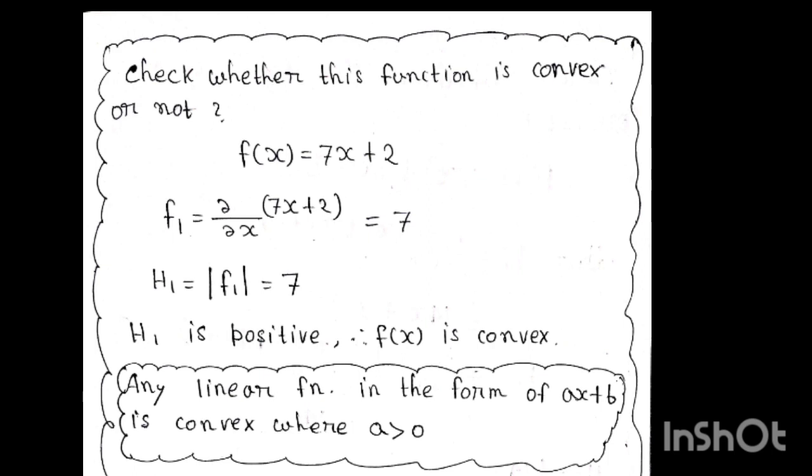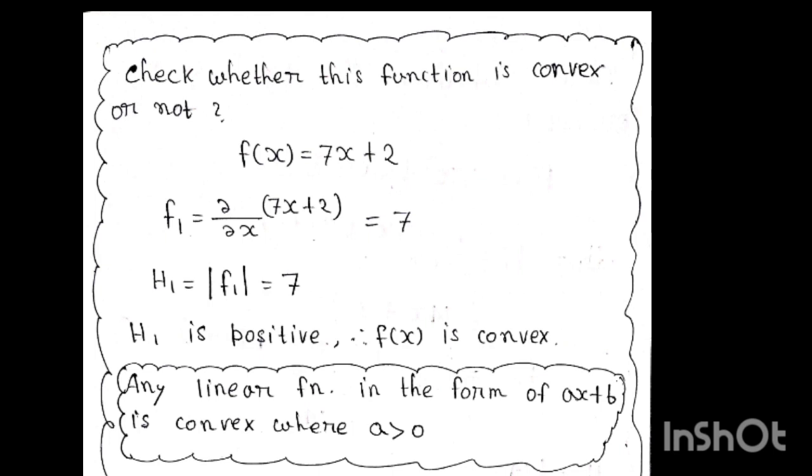Here we can't find H2 because it is made up of only one variable. If it is made up of two variables, then we can find up to H2. If it is made up of three variables, we can find out up to H3. Now, as only H1 can be found and H1 is positive, so we can say that the function f of x is convex. That means from here we can easily say that any linear function that has the form of ax plus b is convex where a is greater than 0.